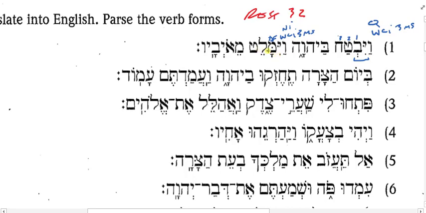So what does malat mean in the nifal stem? To escape, run away, or be delivered. All right? So, he trusted and he, what? Escaped, ran away, was delivered. Me'oyevav. What's the mem prefix here? Is that like a participle thing or is that a preposition thing? That's the preposition. Which one? The preposition from, which is the preposition min. Good. So he escaped from his enemies.